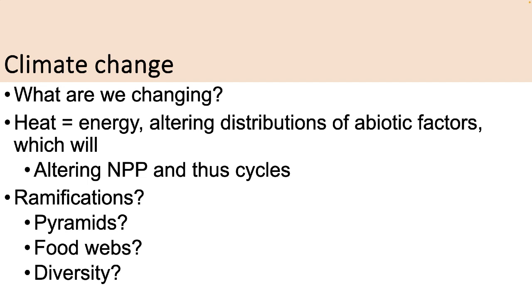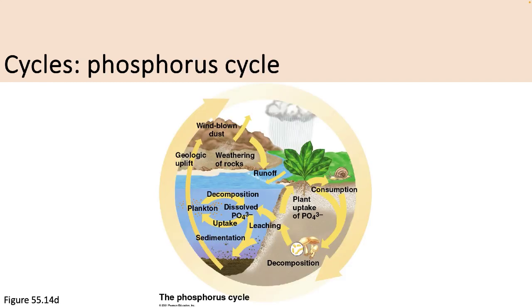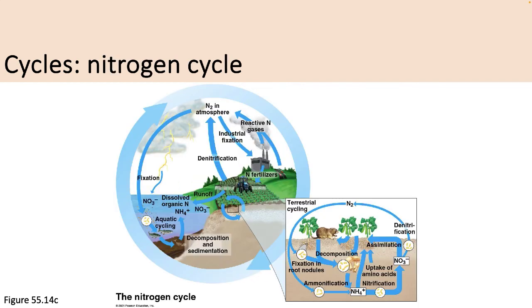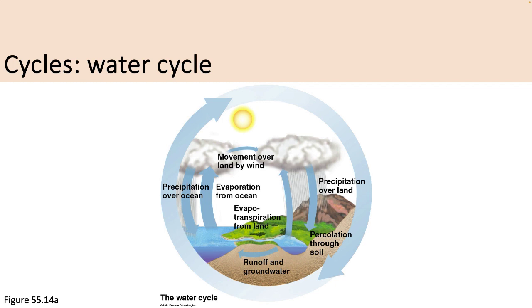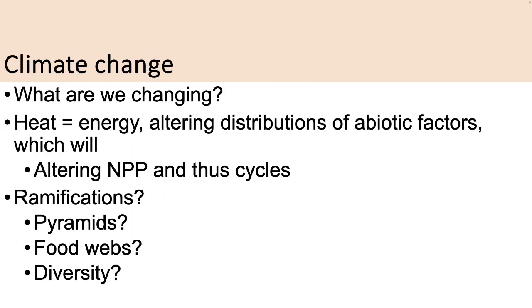So what are we doing with climate change? We're altering the distribution of energy, which means we're changing the abiotic factors, which means we're starting to mess with primary productivity. And if we mess with primary productivity, we mess with those cycles. Because let's see. Yep, plants. They're all involved. We mess with the plants. We mess with everything downwind of it. So that sucks. So what is this going to do to food pyramids? I don't know. What's it going to do to food webs? I don't know. What's it going to do to diversity? I don't know. I'll be dead. You'll be alive. Good luck.